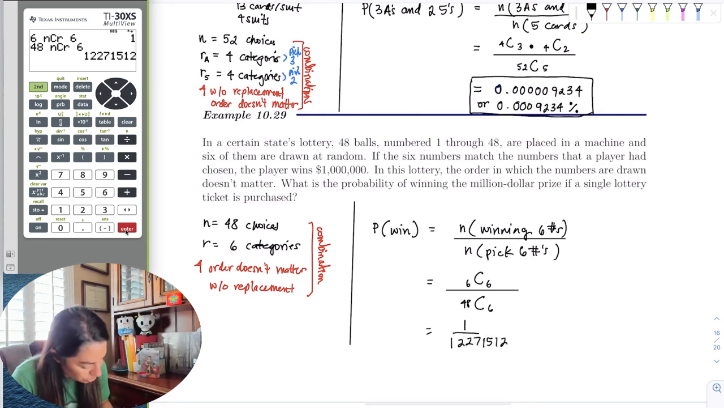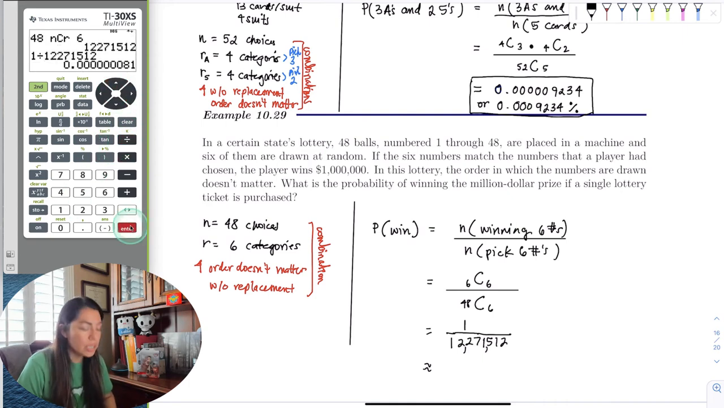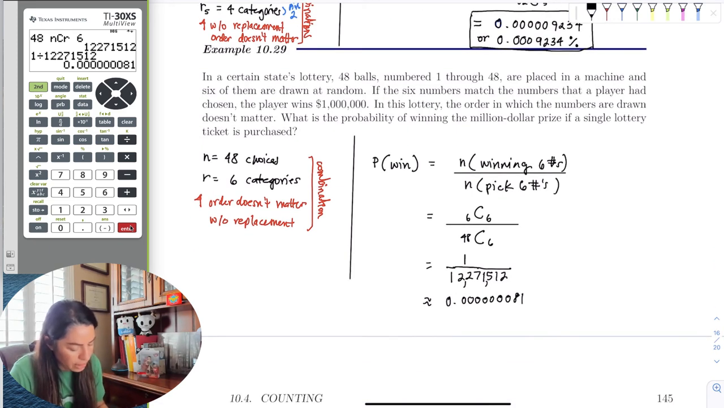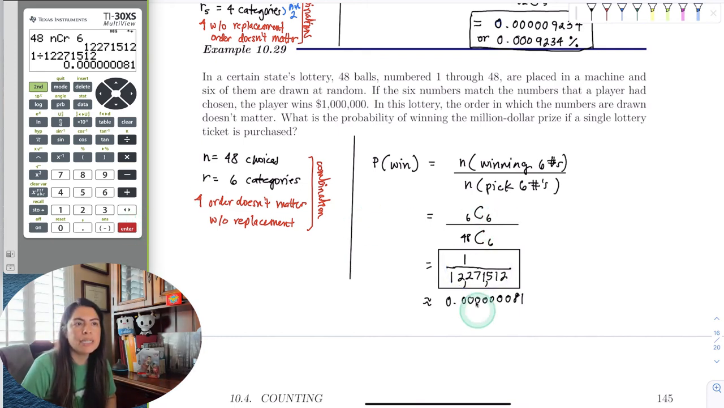1227 1512. And then, of course, we could always put this in the calculator for an approximation if you needed it. Point, and then 0000000081, which is obviously a very low percentage. That's why we tend to always ask for the fraction when we're doing these type of probabilities, only because it looks a little bit better than having this small fraction, which is less than 1%.